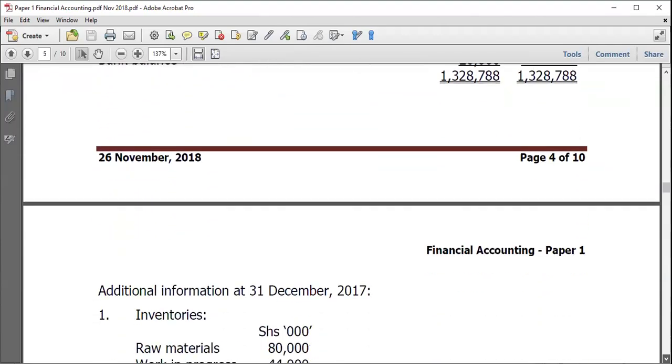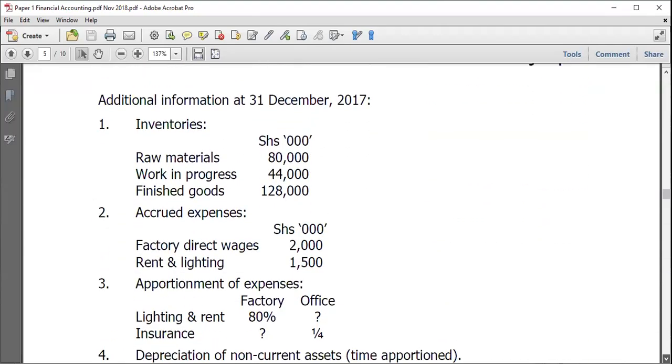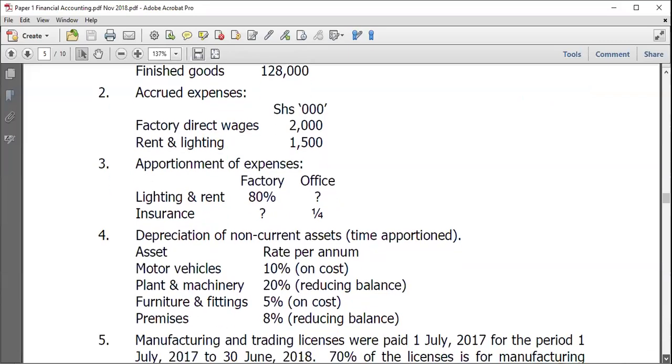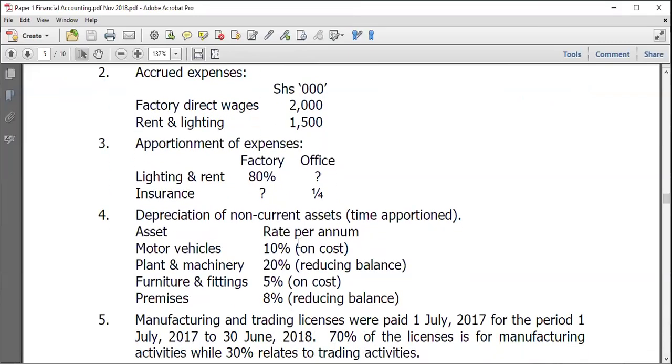You can see calculating depreciation is the same across whatever topic you're working with. So they tell me that motor vehicles are depreciated on cost at 10%. So I just multiply that by 10%. But before I do that, I also want you to observe this. They're telling me that depreciation is time apportioned. It is 10% on cost.